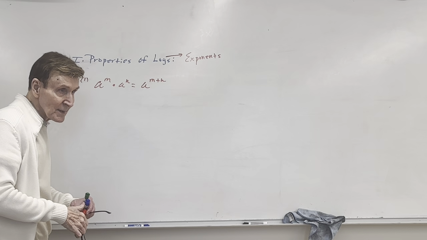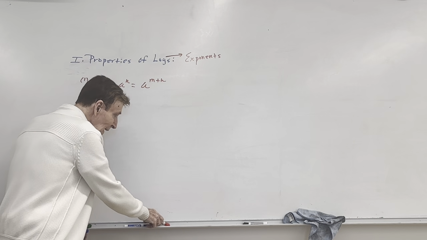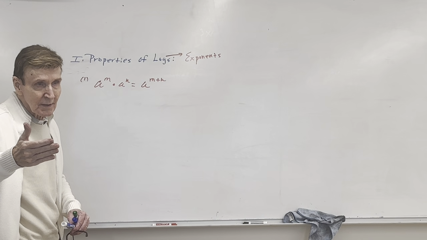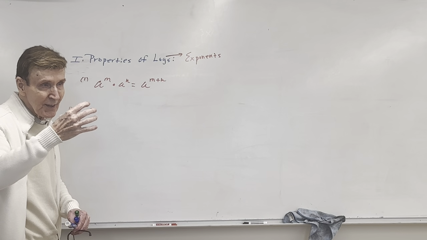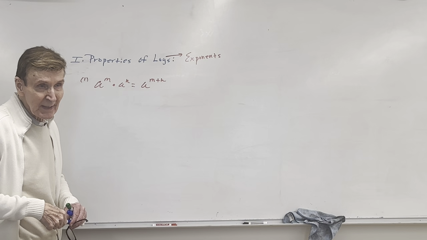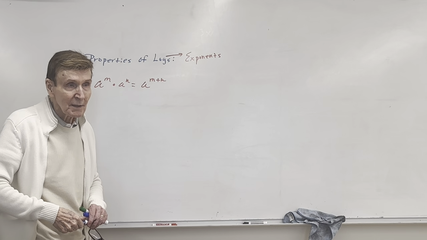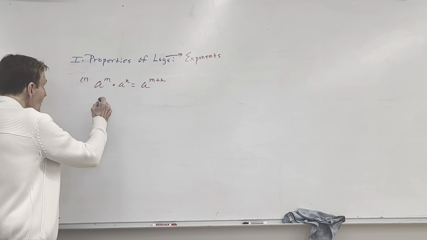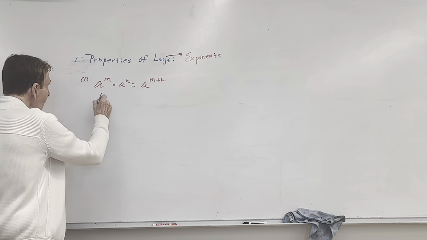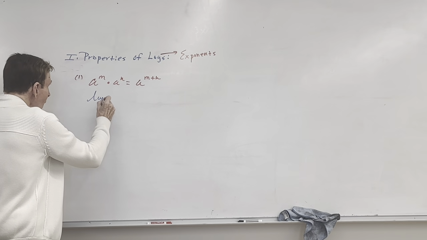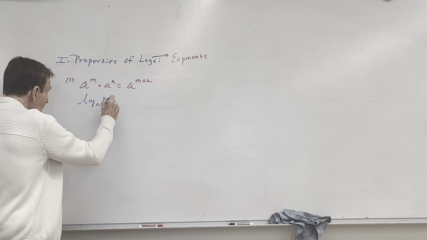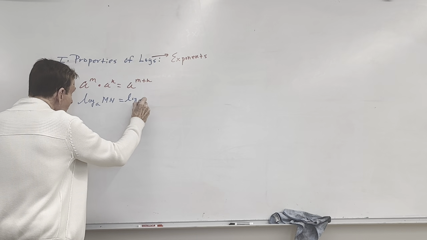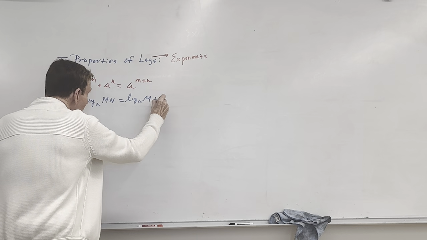Now, I need a volunteer. Can someone read from that handout the first property of logarithms? I'm going to write that right underneath this property from middle school and see if it makes sense. Shane, go for it. Product property is log sub A of m n is equal to log sub A of m plus log sub A of n. Beautiful.